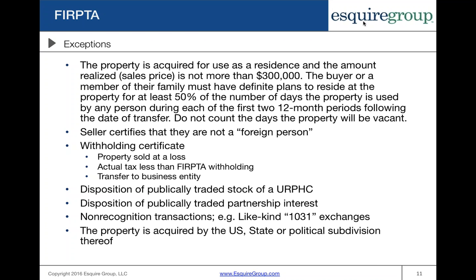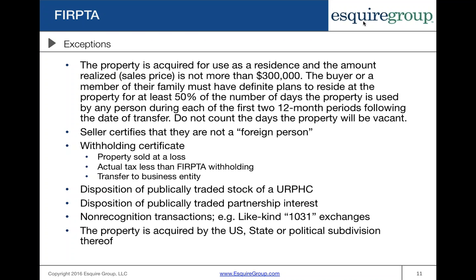So essentially the way this works is if the property being sold is being sold to somebody who is intending to use the property as a residence, either them or a member of their family, the sales price is not more than $300,000, and they intend to use that property as a residence for more than 50% of the time of all the days that it'll be used over the next 2 years, then this would be exempt from FIRPTA. And this is pretty easy. The buyer just has to sign a statement essentially saying that them or a member of their family intends to use the property as a residence for more than 50% of the time over the next two years.